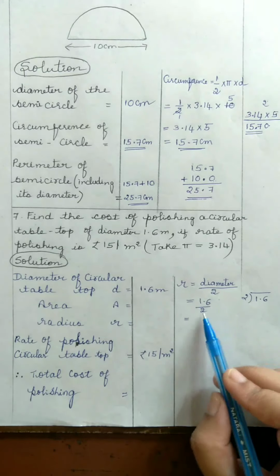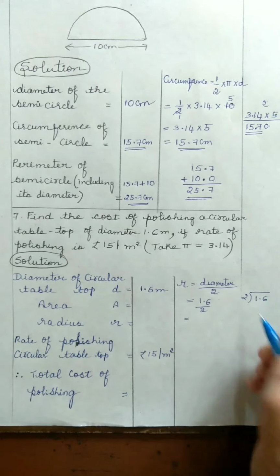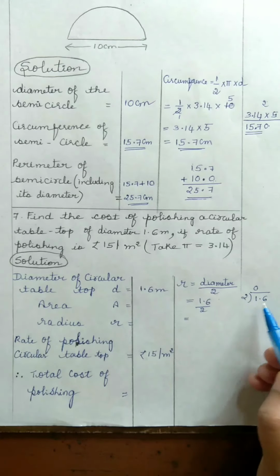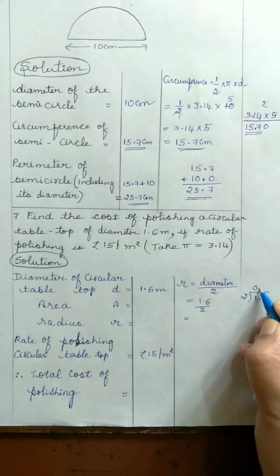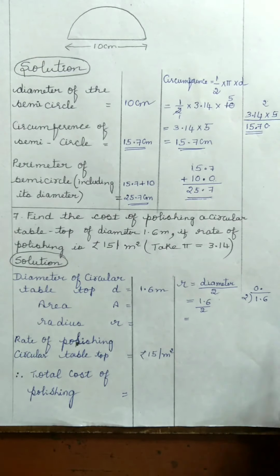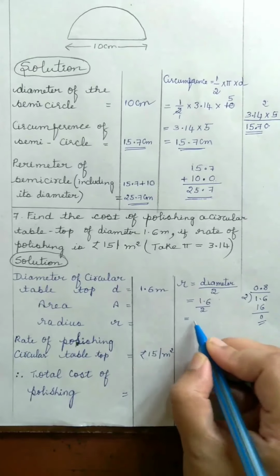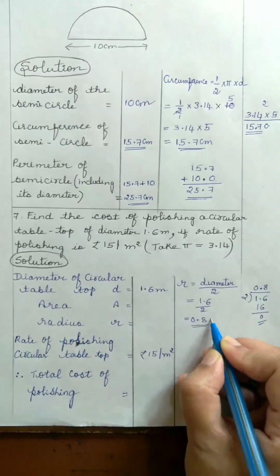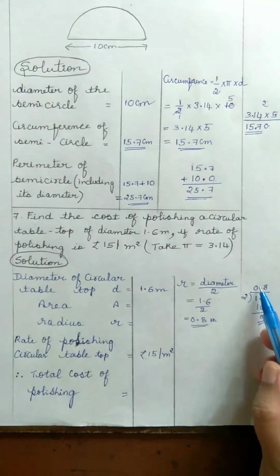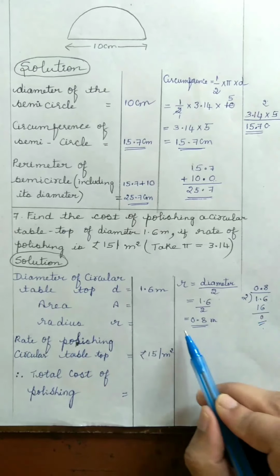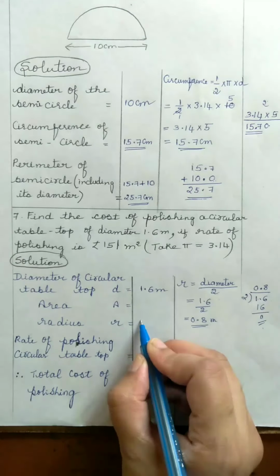On division, 1.6 by 2, children, 1 is lesser than 2, so take 0. Then after that, here we have the decimal point, so put the decimal point. Therefore, it will be 16. Then we know that 2 8s are 16. Therefore the radius value is 0.8 meter.